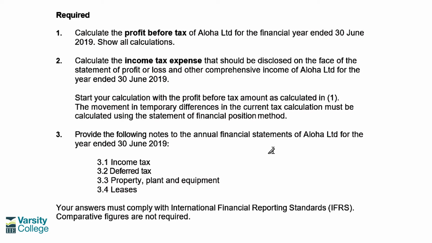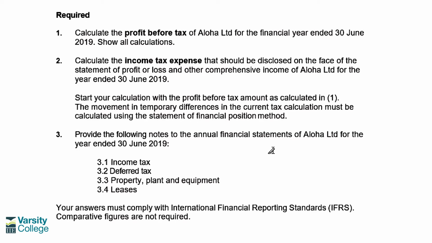So if we just look at part 3, it's requiring disclosure of the income tax note, the DT note, PP&E, and leases. So have that in mind when reading the question that you're doing disclosure, and bearing in mind that the disclosure, for example, PP&E and the lease note, both are movement analysis. So you need opening balances, movement, and then closing balances.